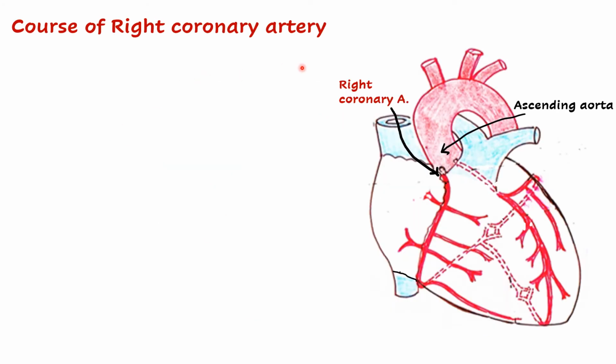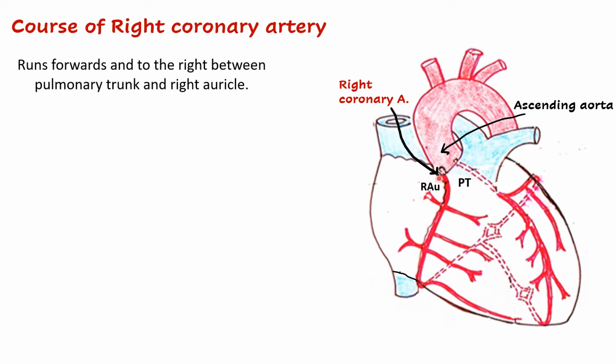Course of right coronary artery, let us look at that. So it arises from the anterior aortic sinus, which can be seen here. This is the ascending aorta, and we can see the origin of right coronary artery. After its origin, the artery is going to run forward and to the right between pulmonary trunk and right auricle. This is what you can see here. It is running forward and towards the right between the pulmonary trunk and the right auricle.